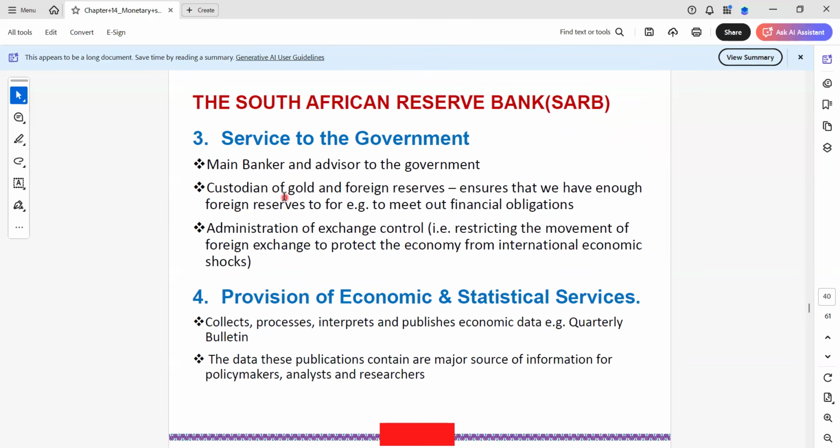It is also a custodian of gold and foreign reserves, so it also keeps gold and other foreign reserves. Administration of exchange control. It also administers exchange control. So like when you are buying from Shein or other foreign countries, the South African Reserve Bank is responsible for ensuring that the money that you paid leaves the economy, right, and goes to that foreign country. It also provides economic and statistical services. It collects, processes, interprets and publishes economic data.